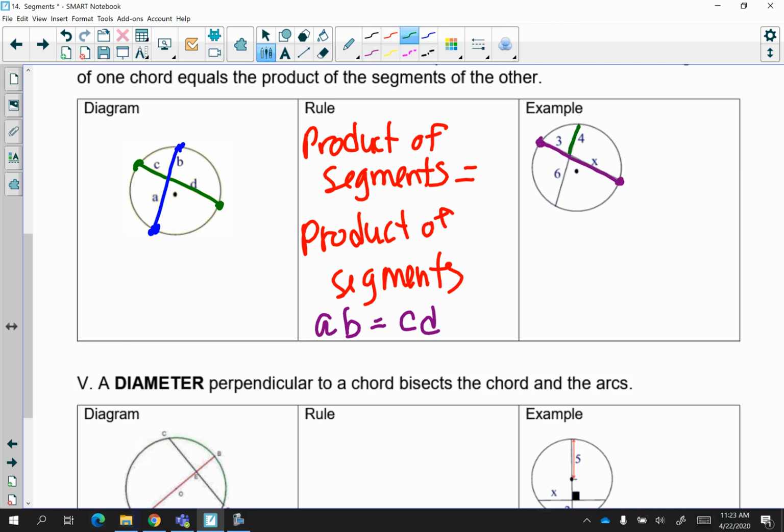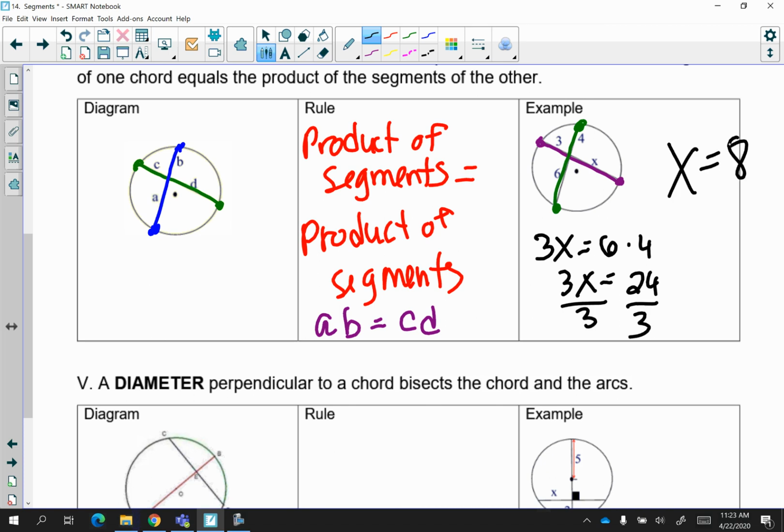Here is the other segment, and you can see they're both made up with two pieces. So 3 times x is equal to 6 times 4. 3x is equal to 24. Divide by 3, and our answer is x equals 8.